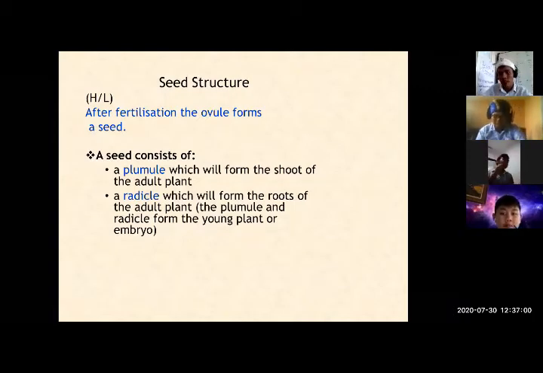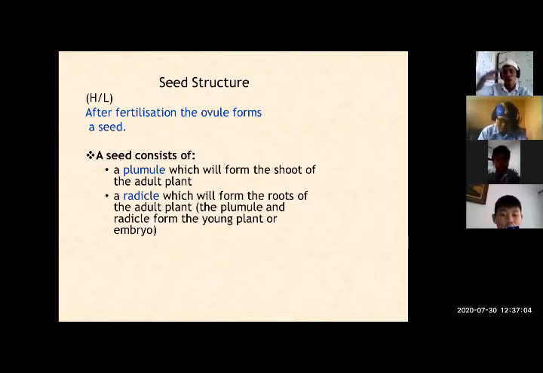Yang di bawah tanah itu namanya root. Okay, above the ground it is called shoot, below the ground it is called root. Okay, so this plumule di biji itu akan membentuk yang di atas tanah semuanya. Okay, and number two we have radical. This radical will form the roots, akan membentuk akar. Okay, so if there is a question, which part of the seed form the roots? The answer, radical.